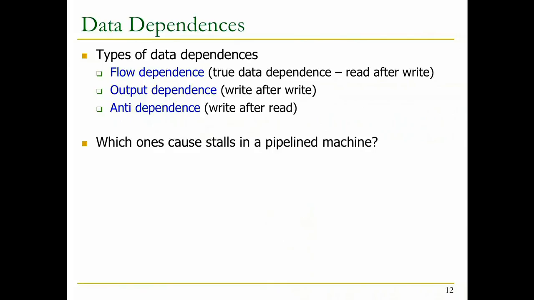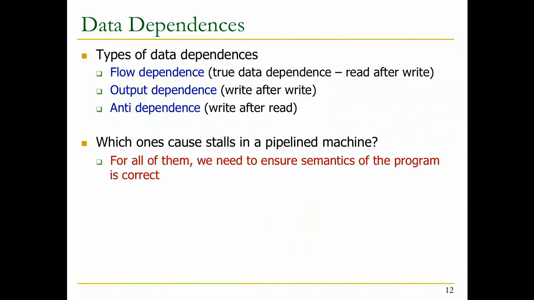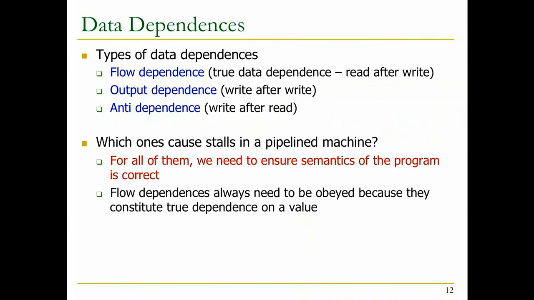So which ones cause stalls in a pipelined machine? Actually, all of them could, potentially. You need to ensure the semantics of the program is correct for all of these dependencies. This becomes even more interesting when you do out-of-order execution, when you try to reorder instructions. So flow dependencies always need to be obeyed because they constitute true dependence on a value. Because an instruction writes, another instruction reads. Assuming that these are useful instructions, that's a real dependence. You're doing an add and a multiply is dependent on it.